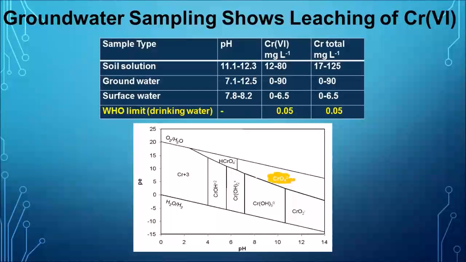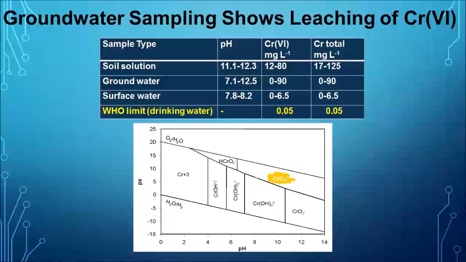Now that's heavy contamination, and just for comparison, so that you can see the safe limit, we have the WHO drinking water limit of 0.05 milligrams per litre. So this is a significant elevation of total chromium. And you can see also the elevated pH values for these waters, generally for the soil solution in the range 11 to 12.5, and for the groundwaters, depending on where they were, from neutral up to 12.5.